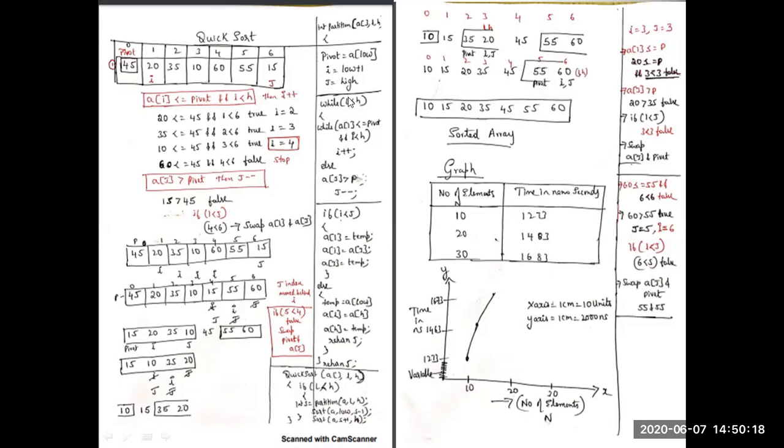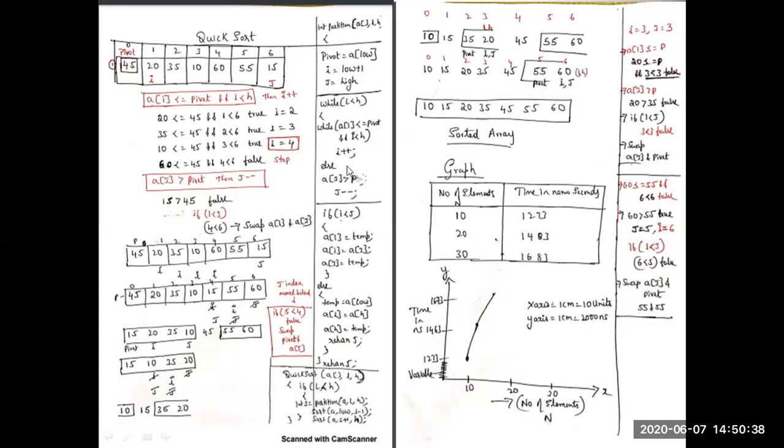Next, I'll repeat the same thing. While low is less than high, means what? 4 less than 6 is true. Then A of I is what? 15. 15 is less than or equal to 45, true, it comes here. Next, 55 is less than or equal to 45. False. Stop incrementing your I.